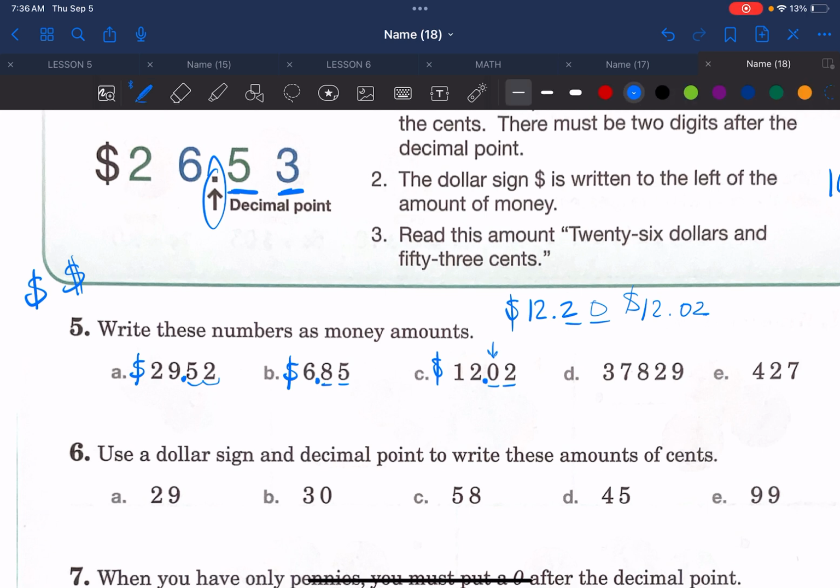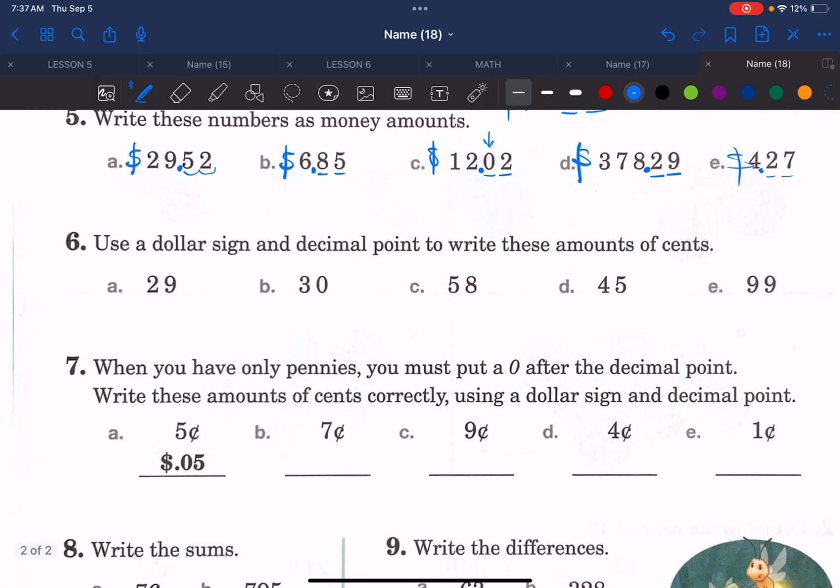All right, this next one just has extra numbers, but we still only use 2 spots. Then we put our decimal. Our dollar sign is at the beginning. So this amount is $378.29. Okay, and the last one, 1 spot, 2 spots, put your decimal, $4.27.